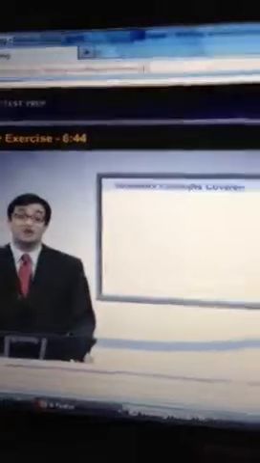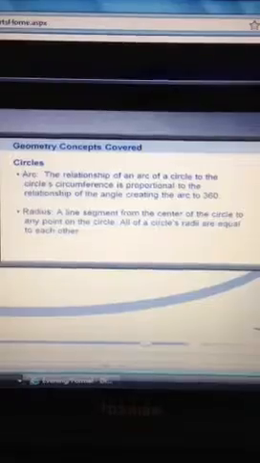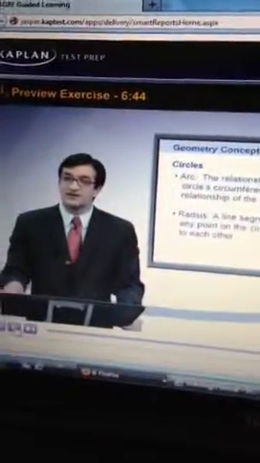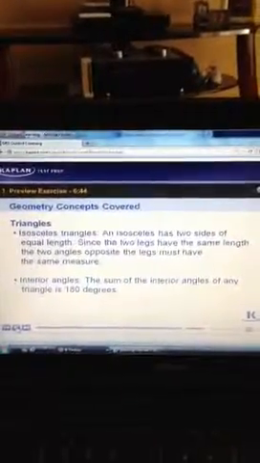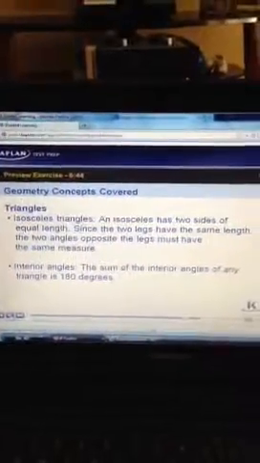Take a moment and catalog the rules we used to get that answer. There was the proportional relationship between a circle's arc and its circumference, and between the central angle that creates the arc and the 360 degrees in the circle. There was the definition of radius, reminding us that the two legs of the triangle were equal in length, and the rule stating that angles opposite equal legs of a triangle have equal measures. Finally, we needed to know the internal angles of any triangle summed to 180 degrees.